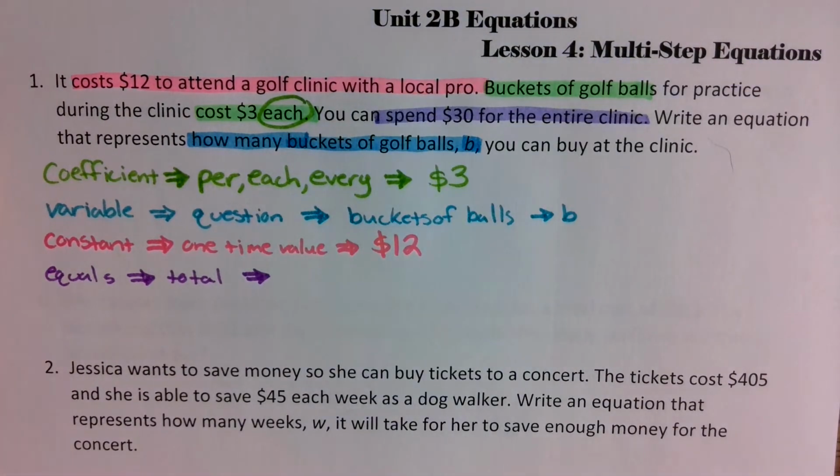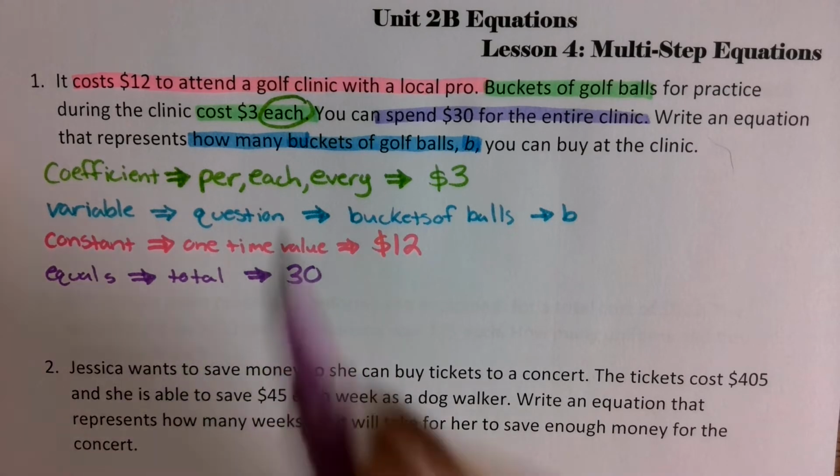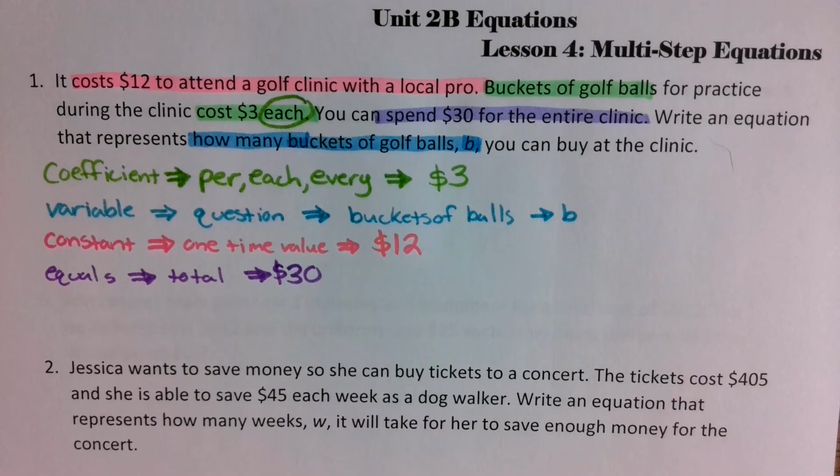That entire clinic is going to be the price of entering the clinic and then the price for the buckets that you are buying. So we want to know, based off of the fact that you're only spending $30, how many buckets are you able to buy? Buckets full of those golf balls to be able to practice with.